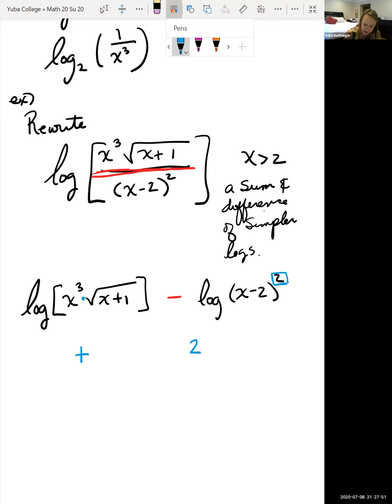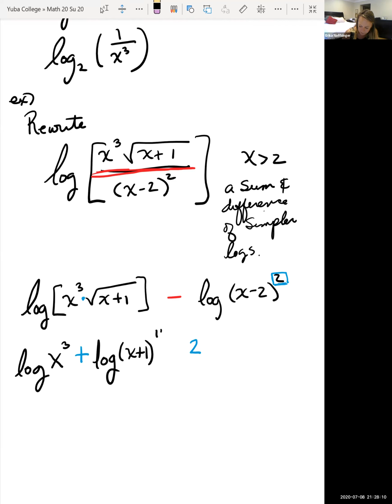So I have log of my first, so log of the x cubed, plus log of the second, so log of the square root of x plus 1. If you don't mind, I'm going to rewrite that as x plus 1 to the 1/2 power, minus, I just brought my power down front, 2 log of x minus 2.